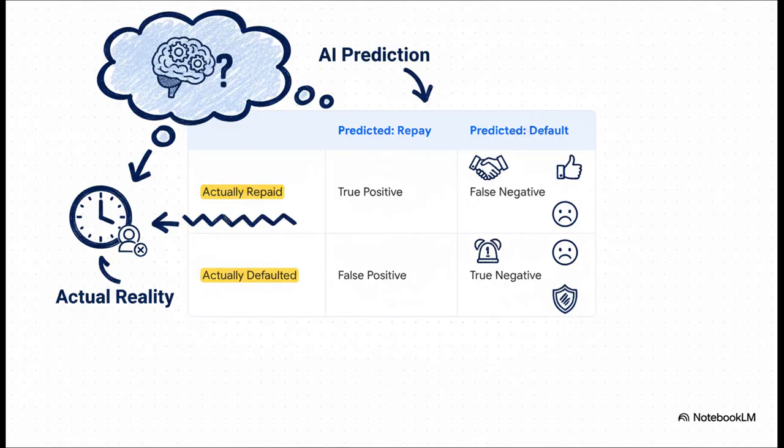So here it is. It looks simple, right? Just four little boxes. But this grid organizes every single possible outcome. Across the top, you've got what the AI predicted. And then down the side, you've got what actually happened in the real world. Let's break down each of these boxes.